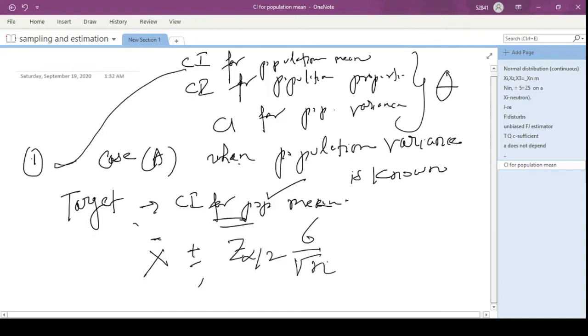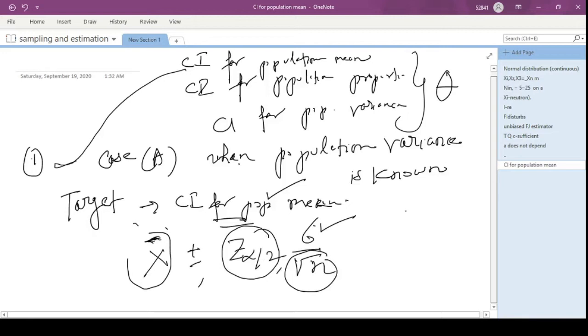So this is the sample mean plus minus Z at alpha by 2, that is the standard variate at alpha by 2. Sigma is the population, I said population variance is known, and n is the sample size. So what we normally do is we find the sample mean using the sample observations that we have. Then we find the corresponding standard variate from the standard table.